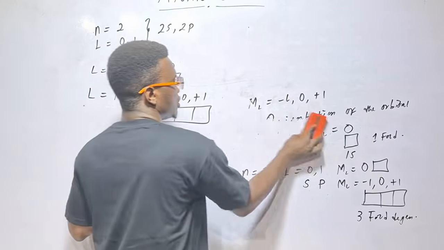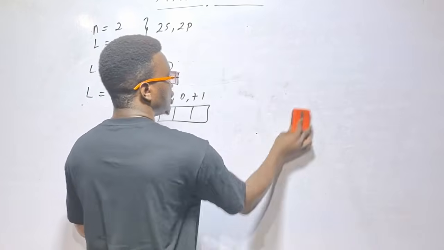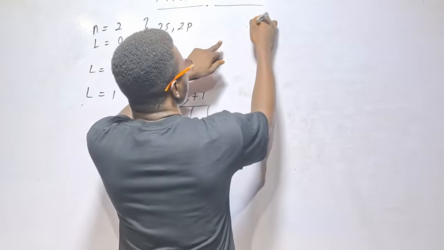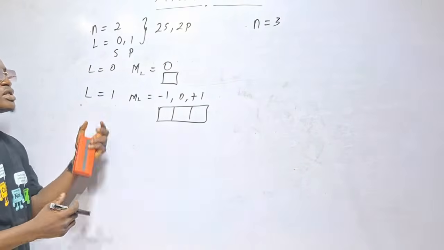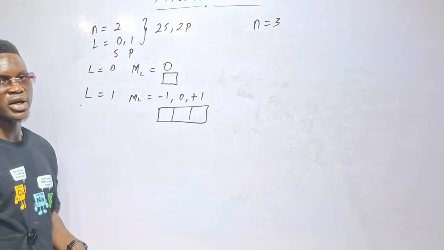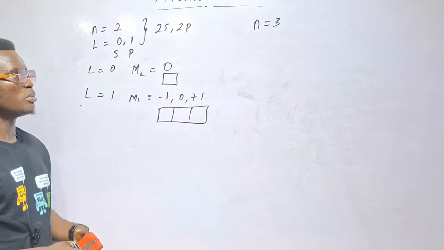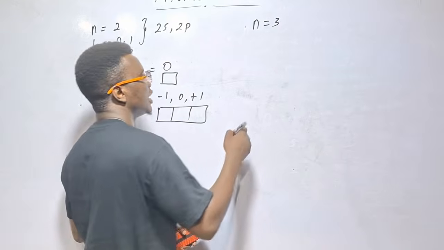Let's do one more. So you're going to do this yourself now quickly. You can take a pause to do this one, and let me see how you get it. So let's say your n is 3. Take a pause and do it. If n is 3, what are the values of L? Then what are the values of m sub L? Take a pause and do that. Then play the video to see if you have gotten it. So yeah, let's go by it.